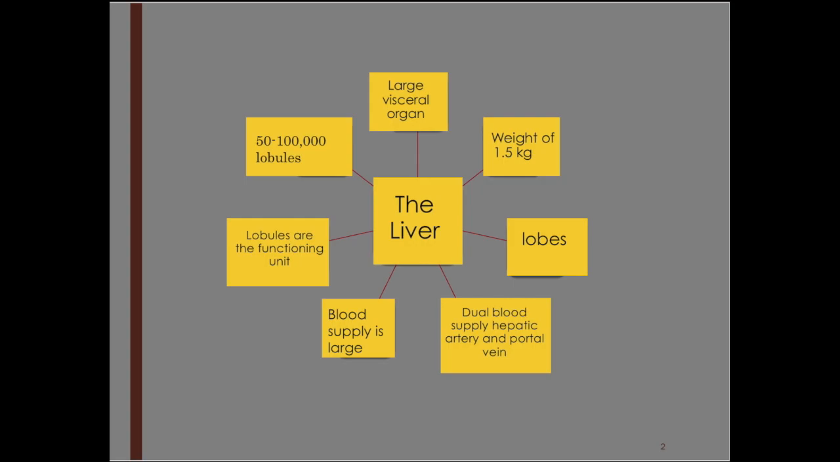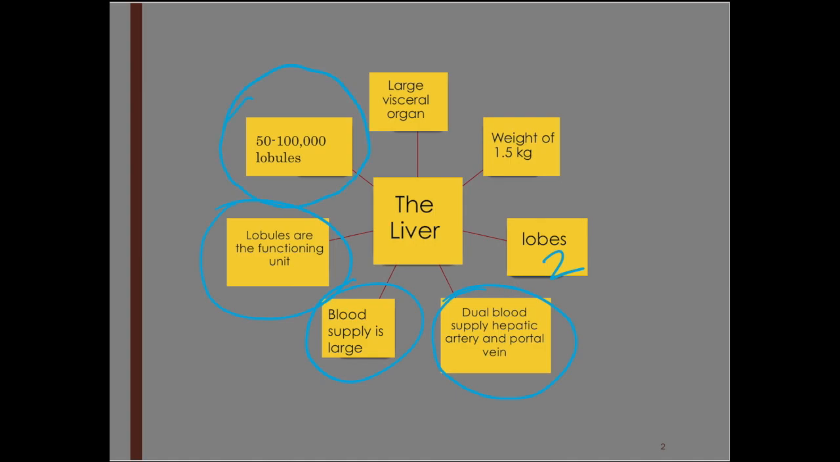So what's interesting about that blood supply, and we'll talk about this on the next slide, is that while the blood supply is large, it actually has two different pathways into the liver. What else can we tell you? The liver has two lobes. Here's the dual blood supply that we were just talking about. It has lobules. So in the same way that the nephrons in the kidneys are the functioning unit, these lobules that contain hepatocytes, those are the functioning unit of the liver. We'll talk about all of that.